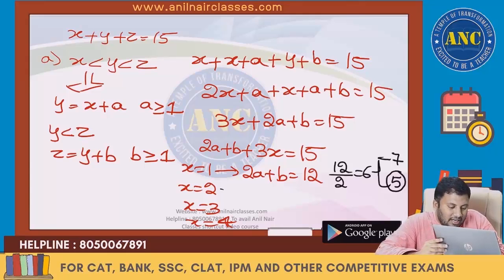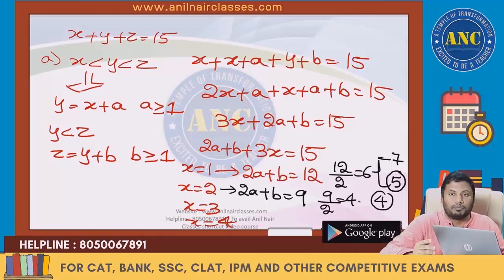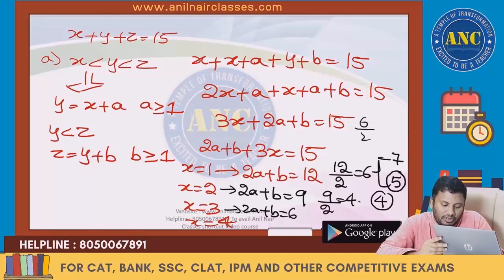5 cases here. x is 2: 2a plus b is equivalent to 9. 9 by 2 is 4 point something, so another is 4. I hope the idea is clear. x is 3: 2a plus b is 6. 6 by 2 is 3, so 3 is 4 and 2. So again here it is 2 cases.